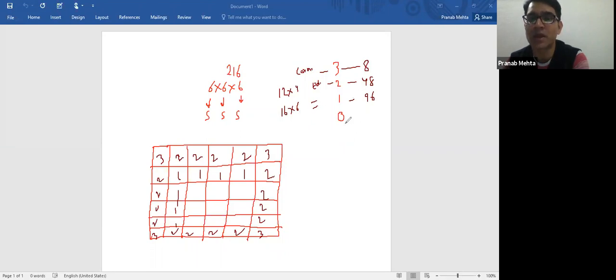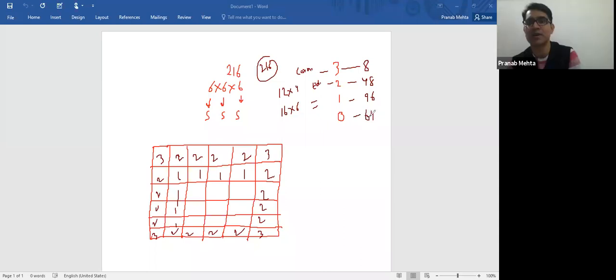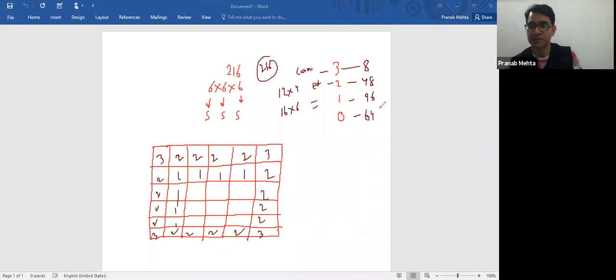Add this and subtract from 216. You will get 0 faces painted. How many are you getting with 0 faces painted? 64. All of you have got the same answer now. Check it out, all of you. It's easy or difficult?